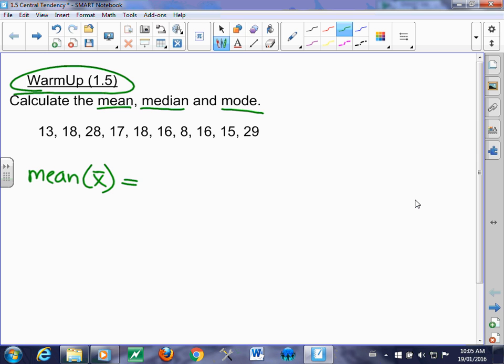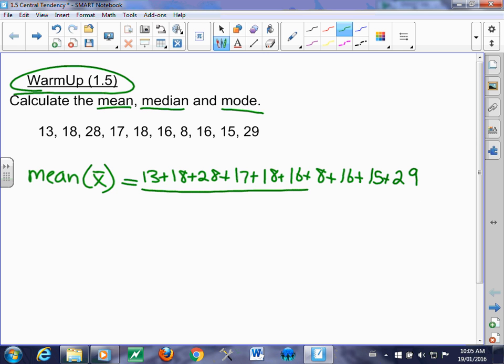So to do the mean of these numbers, in the past you've been taught to add them all up. So 13 plus 18 plus 28 plus 17 plus 18 plus 16 plus 8 plus 16 again plus 15 plus 29, and then you add them all up and you divide by the number of data points. So you've got 1, 2, 3, 4, 5, 6, 7, 8, 9, 10. Make sure you got 10 numbers here, 10 on the numerator. Okay? And always show your steps.